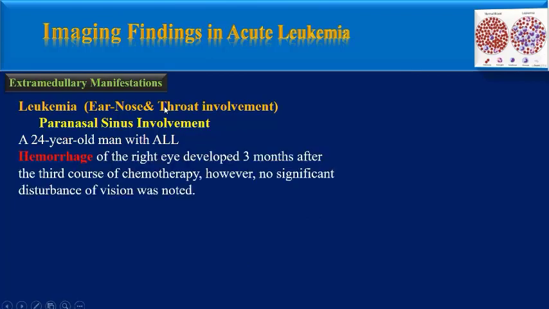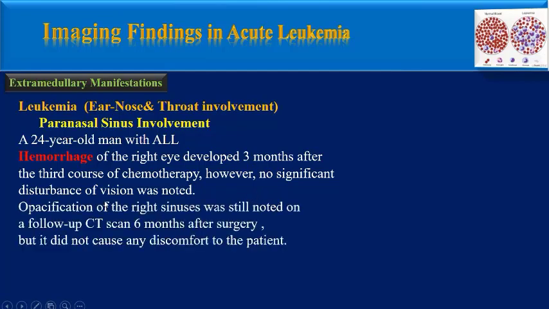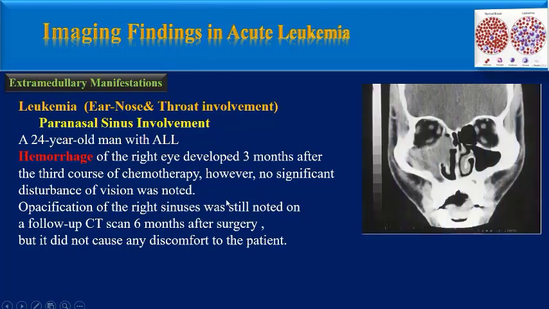Hemorrhage of the right eye developed 3 months after the third course of chemotherapy. However, no significant disturbance of vision was noted. Opacification of the right sinuses was still noted on a follow-up CT scan 6 months after surgery, but it did not cause any discomfort to the patient.